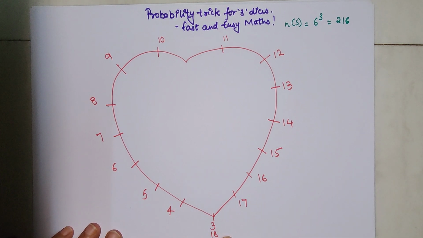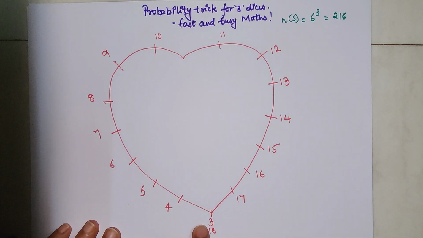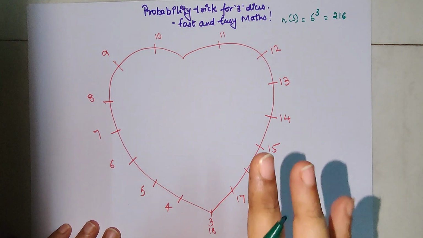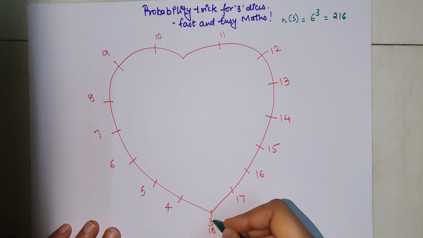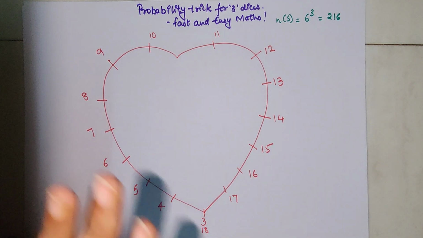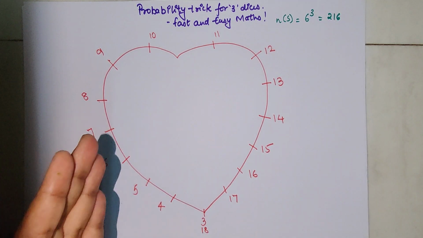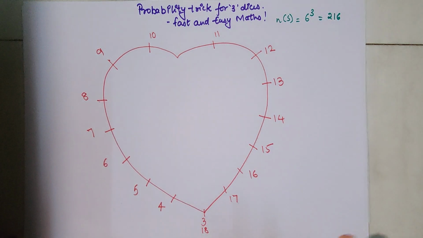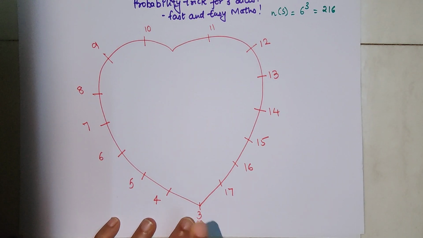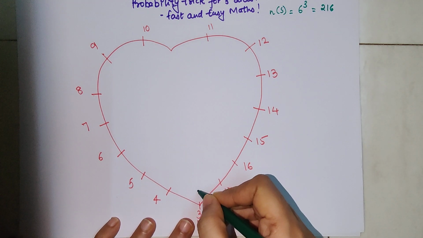Now over here we know that the probability of getting a sum of 3 or 18, when you roll 3 dice, is always just 1. You might be wondering why I have not taken 1 and 2, because when you roll 3 dice you can never have a sum lesser than 3 or greater than 18. So that is why the probability of that happening is just 1.